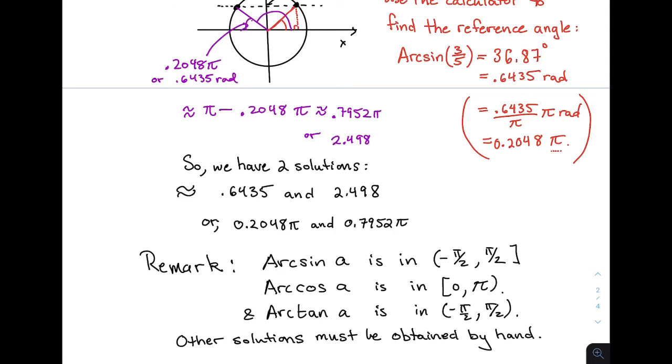I'm going to just make a remark here. In these problems where you need your calculator, the calculator is only going to give you one of the answers. And it may not even be in the interval you're looking for. For instance, arc sine will give you an answer in negative pi over 2 to pi over 2. You're going to have to use that information to actually find the answers you're looking for. Arc cosine will give you an answer in 0 to pi. Arc tan will give you an answer in negative pi over 2 to pi over 2. But these are only one solution, and they may not be the ones you're looking for, depending on what the question is. So you must obtain other solutions, or all of your solutions in some cases, by hand, using the information that the calculator provides.